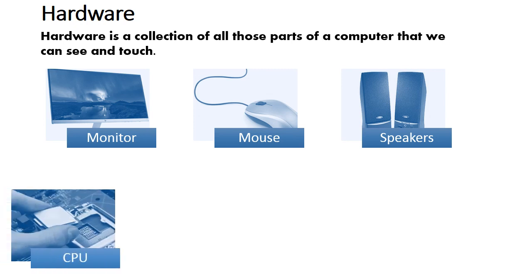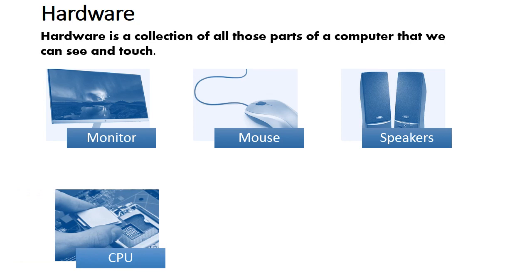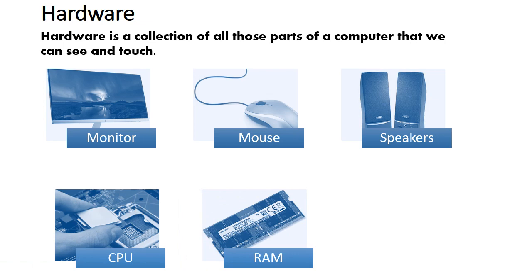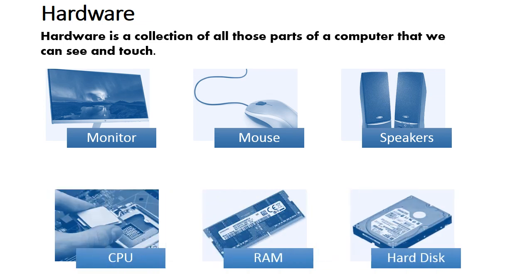And some parts are not visible because these are fixed inside the CPU box. For example, the CPU chip. So what is CPU? CPU stands for Central Processing Unit, and it is known as the brain of the computer. RAM is another internal part. Hard disk is used for storing data. It is also fixed inside the CPU box. And many other parts are there.